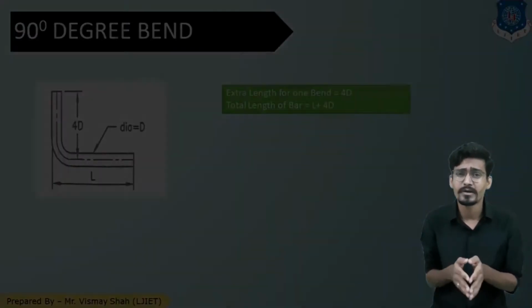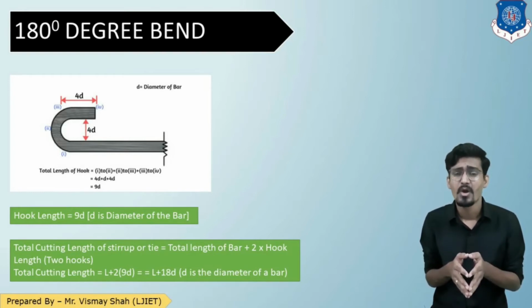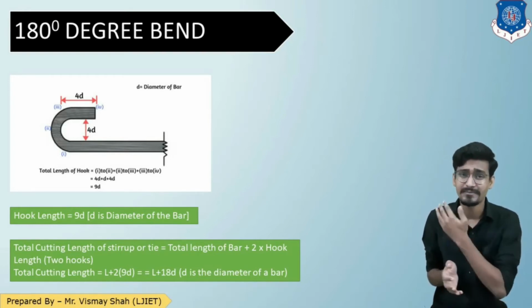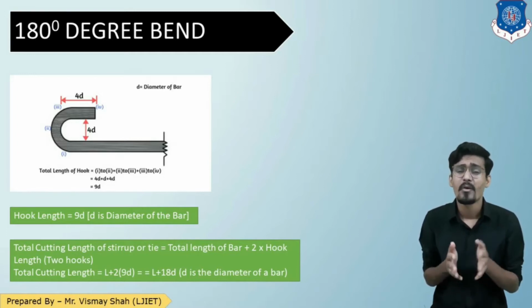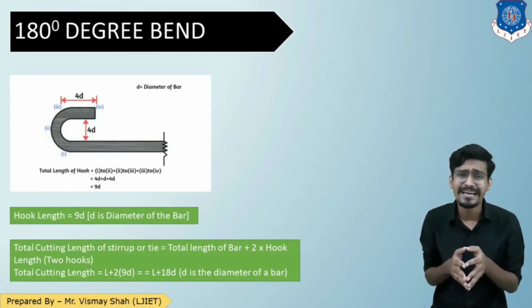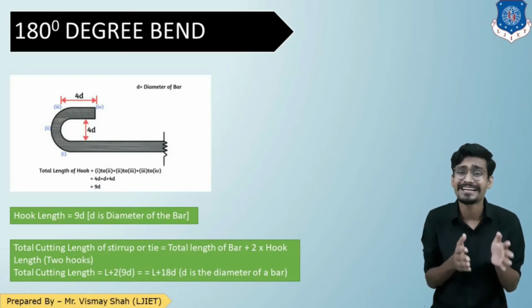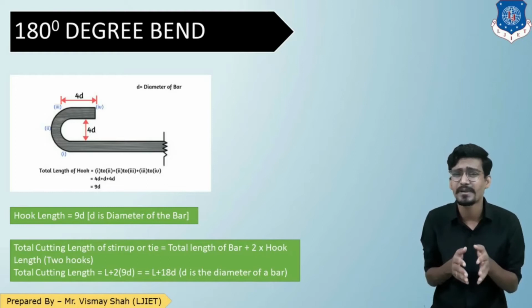Now, moving forward, what if there is a 180-degree bend in your reinforcement bar? 180 degree looks something like this. Whenever there is a 180-degree bent up in the bar, which is also known as a hook, that hook is approximately 9D in length. So if the original length of the bar is L, for a hook on only one side you have to add 9D. So your total length will become L plus 9D.